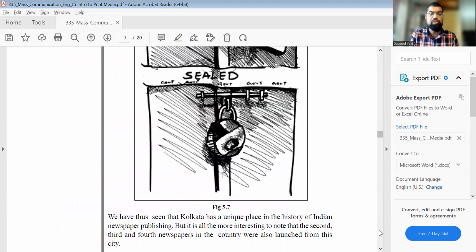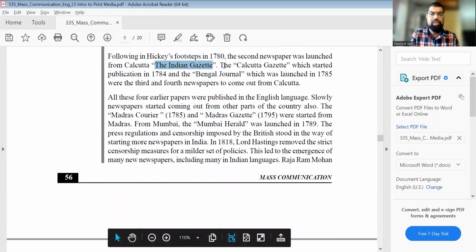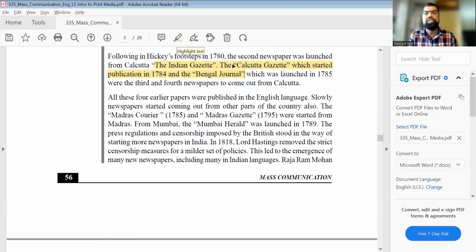So remember James Hickey and Bengal Gazette, but then soon we had the Indian Gazette, the Kolkata Gazette, and then the Bengal Journal. All of this in the late 18th century, between 1780 and 1785.